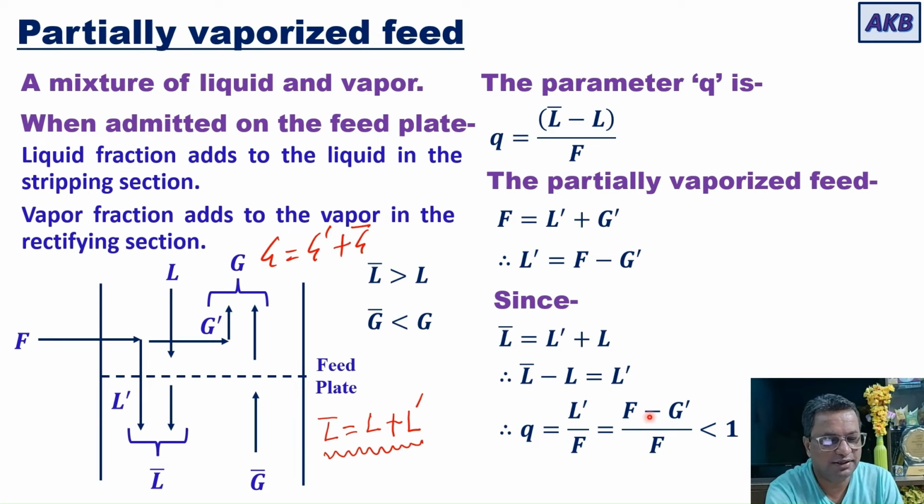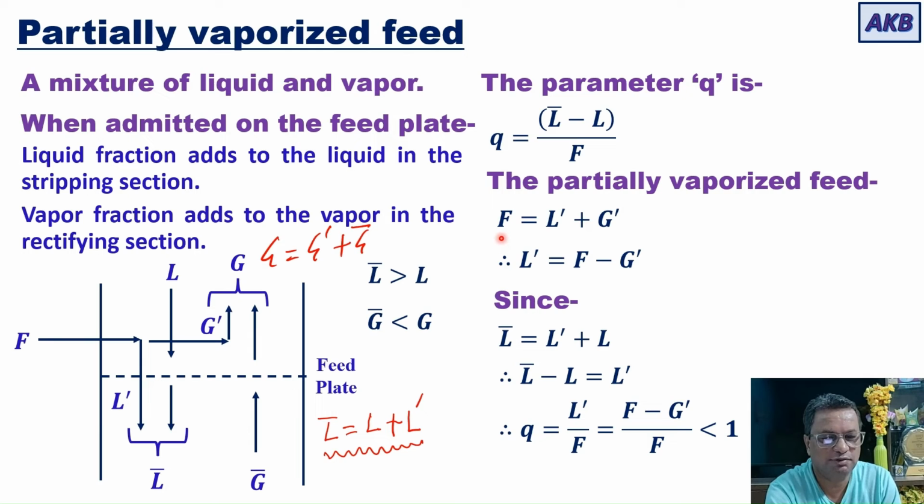That means the numerator is smaller than the denominator, and that's why Q will be less than 1. Okay, so if you go through the steps once again, Q is (L bar minus L) upon F.